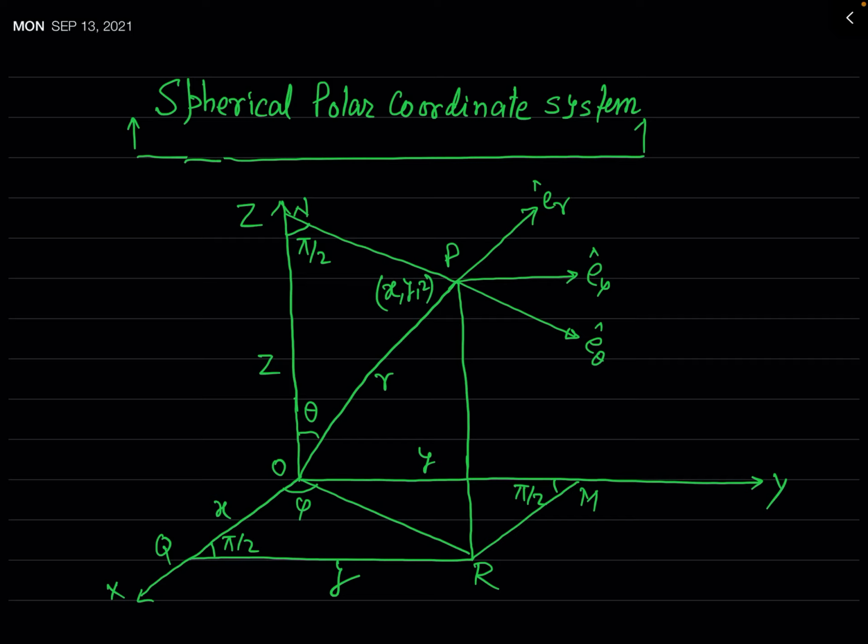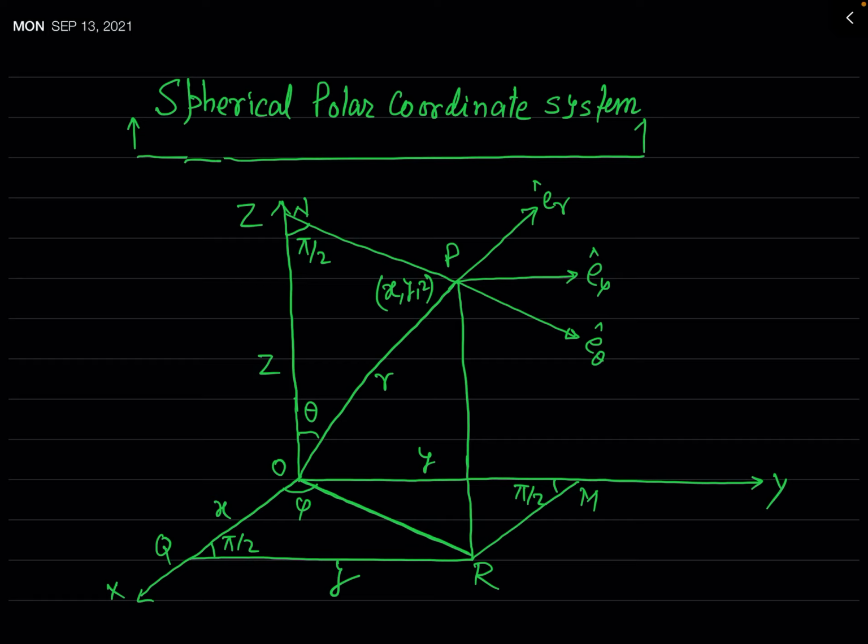We draw a perpendicular PR. You can see this figure. This PR is a perpendicular drawn on the XOY plane. And when you join this point O, that is origin, to the foot of the perpendicular, that is the point R, then this OR is actually the projection of OP, that is r, or the position vector of point P in XY plane. So OR is what? This is actually the projection of r in XY plane.